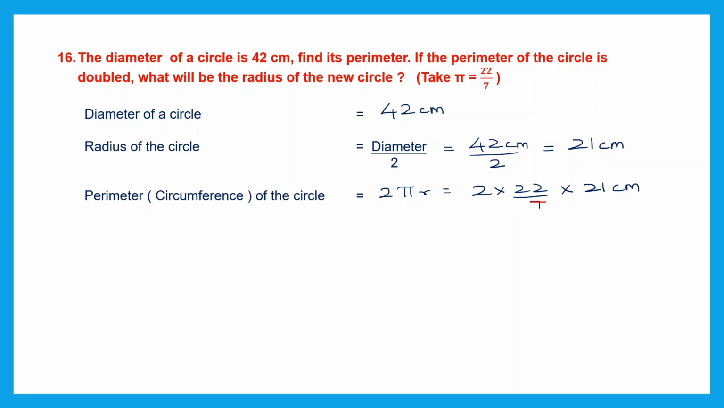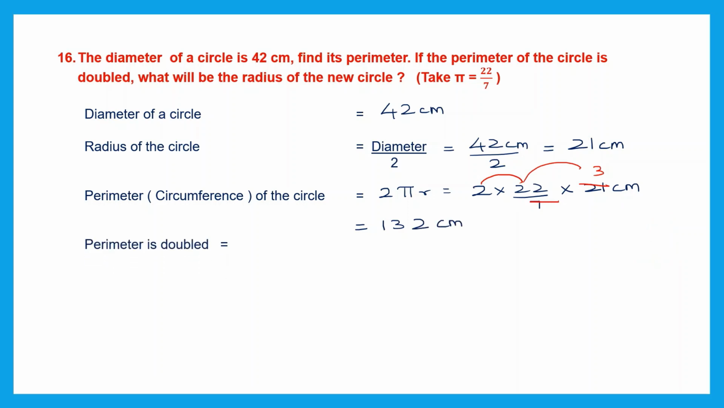So let's cancel. 7 3s are 21. Now let's multiply. 2 into 22 is 44. 44 into 3. So 44 into 3. 3 4s are 12, carry 1. 3 4s are 12 plus 1, 13. So we have found the perimeter. Perimeter of the circle is 132 centimeters.